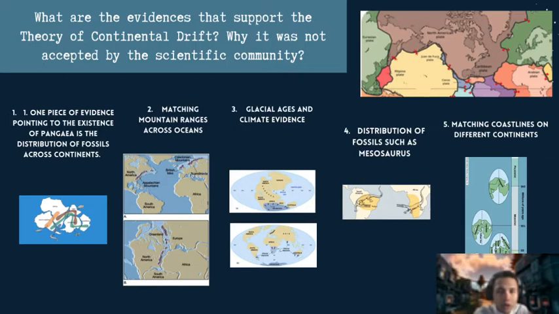So why was it not accepted by the scientific community? This is because Wegener's theory was largely dismissed, since he proposed no mechanism for repositioning the continents, and he believed that the power of the Earth's rotation was sufficient to cause the continents to move. But geologists understood this was not the case.